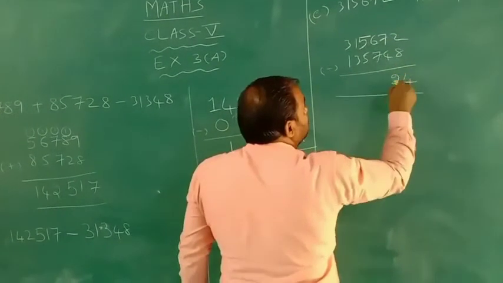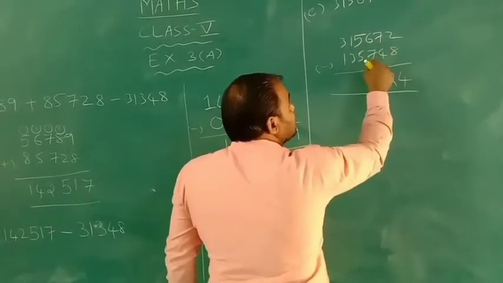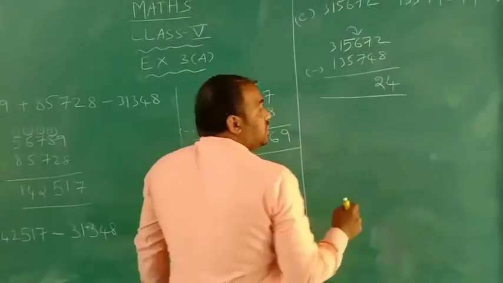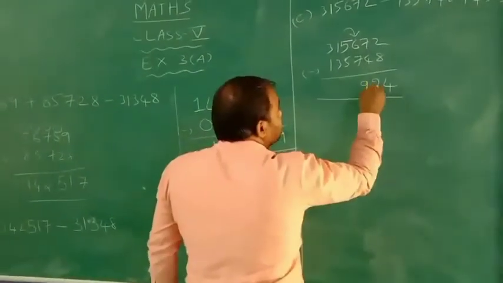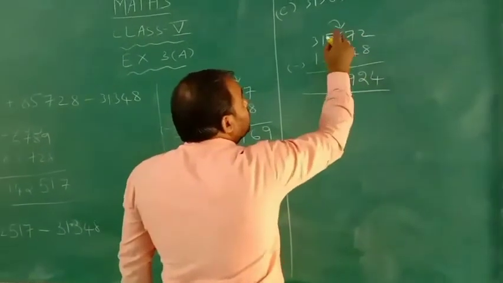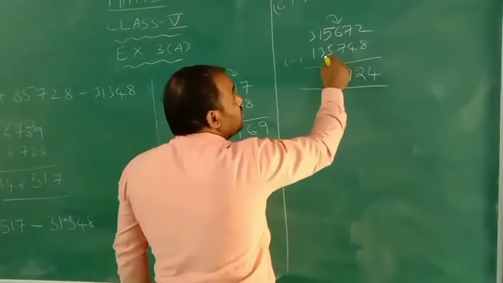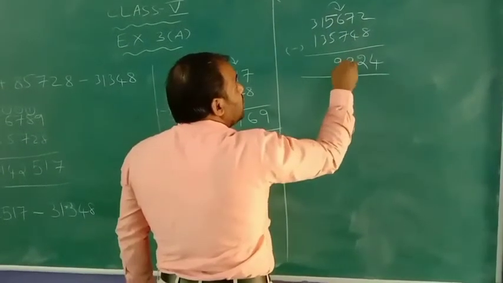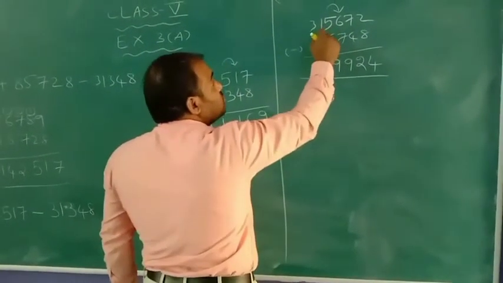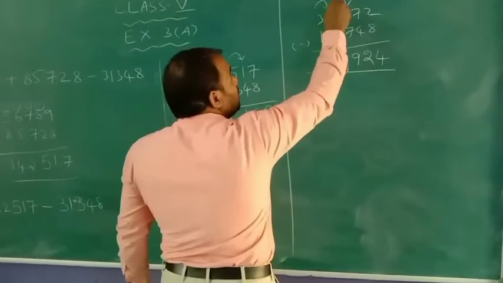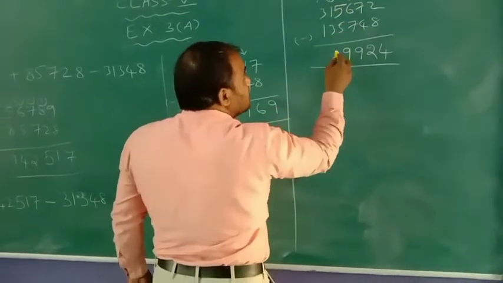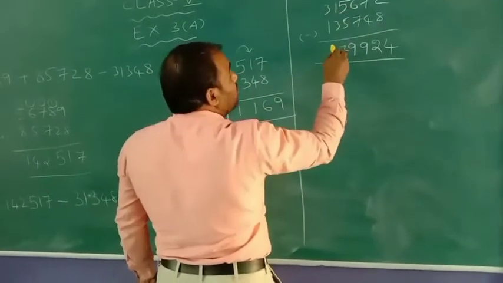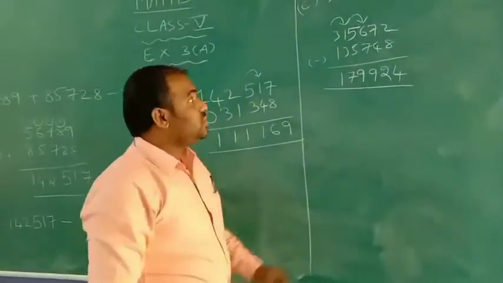6 minus 4, 2. Next 6 minus 7 not going. Take one borrow. It becomes 16. 16 minus 7, 9. Next one given here, 4 left. 4 minus 5 not going. Take one borrow. It becomes 14. 14 minus 5, 9. Okay, but already one given, 0 left. Take one borrow. It becomes 10. 10 minus 3, 7. Already one given here, 2 left. 2 minus 1, 1. Check once, beta.